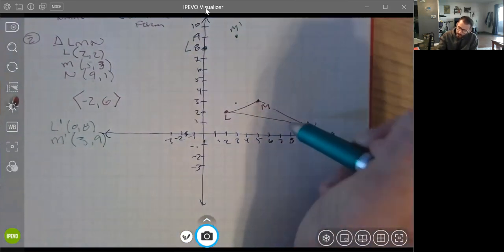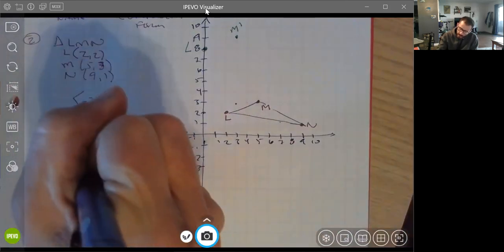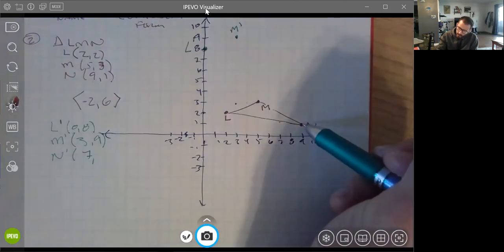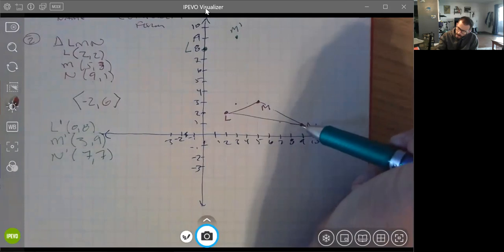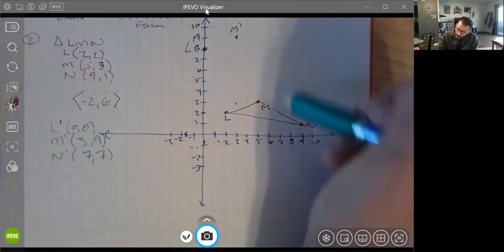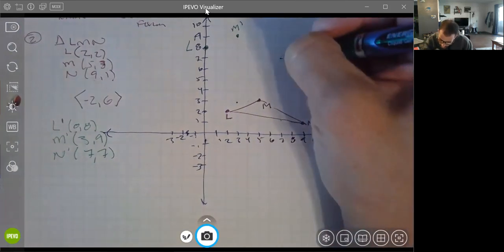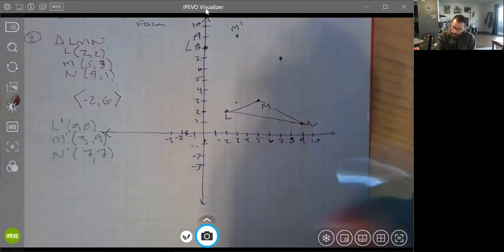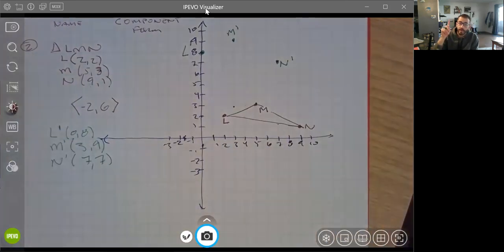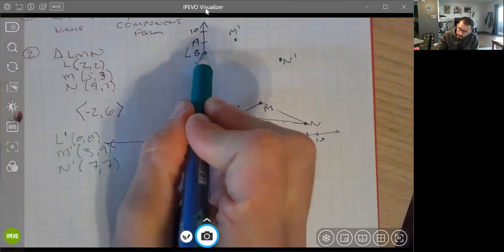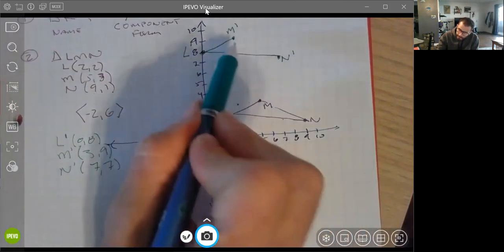Where's N prime going to be? N is down here. We got to move left 2. So 9 minus 2 is 7. And we got to move up 6. 1 plus 6 is 7. And we're going to be at 7, 7. Look at how you can even do that without graphing. I'm just sitting a little far away. I need to look in closer. And that's where N prime is. Do not forget to write the primes. Not the same as a prime number, by the way.